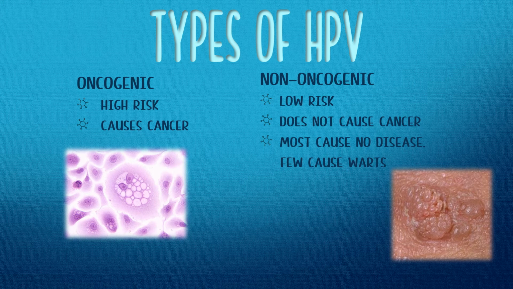HPV types are often referred to as non-oncogenic or oncogenic, based on whether they put a person at risk for cancer. Non-oncogenic HPV types are low-risk HPVs that mostly cause no disease. However, a few non-oncogenic HPV types can cause warts on or near the genitals, anus, mouth, or throat. Oncogenic HPV types are high-risk HPVs that can cause several types of cancers.